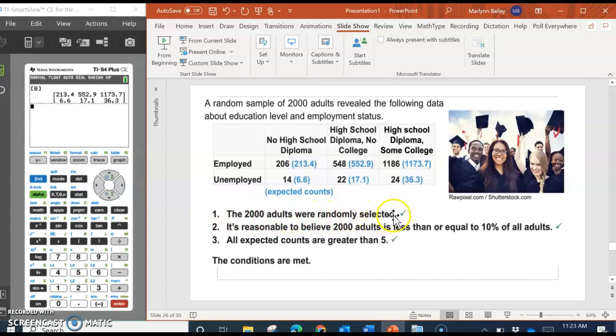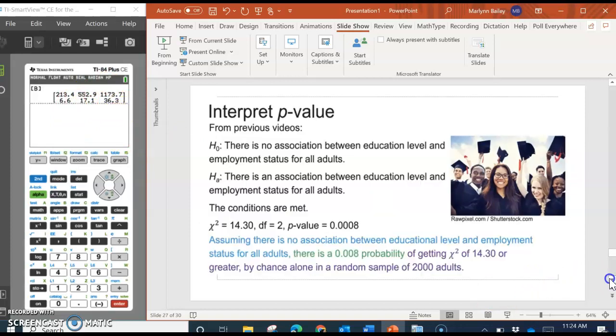We do have a randomly selected sample. Usually the second one is like we have reason to believe, because we don't always know population numbers, but we can definitely say there's reason to believe that 2,000 adults is less than or equal to 10% of all adults in the population. I don't know what year this was, but it's the 2,000 adults, not the year 2000. And then you're saying, that's why we needed those counts, that all expected counts are greater than 5. So that's why you need to see the expected counts. Otherwise, you can just run the test.